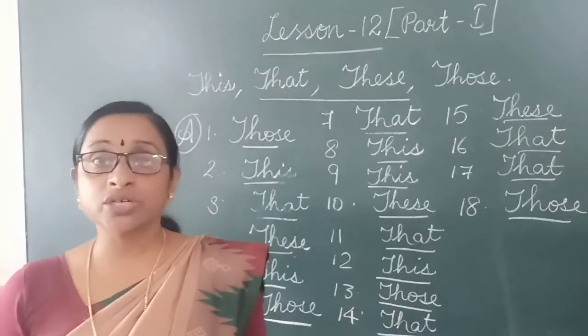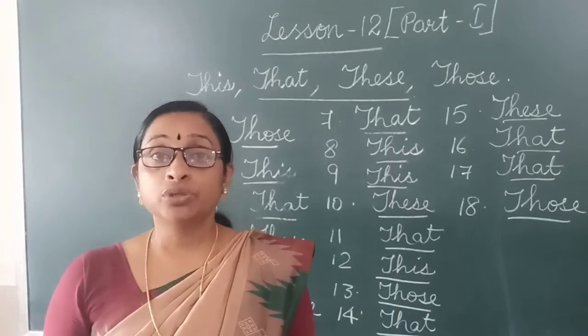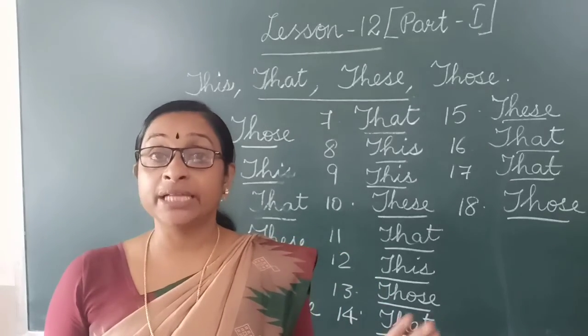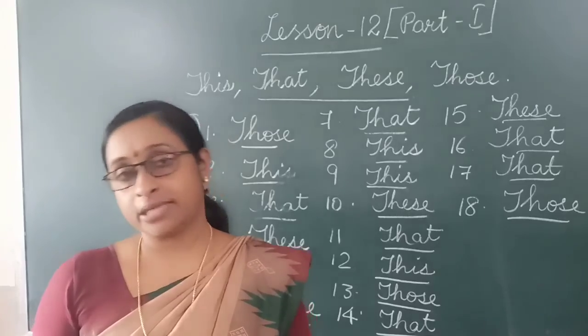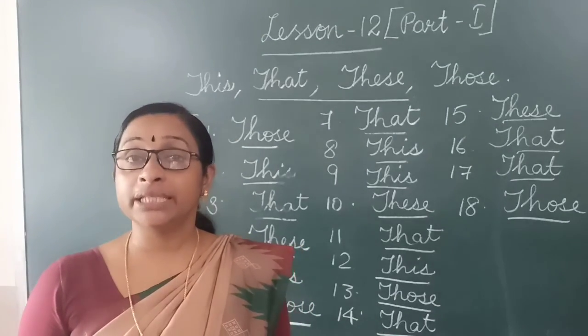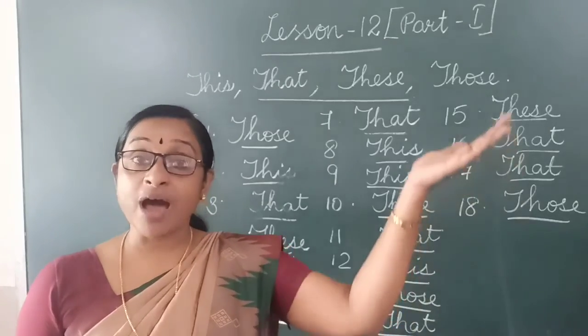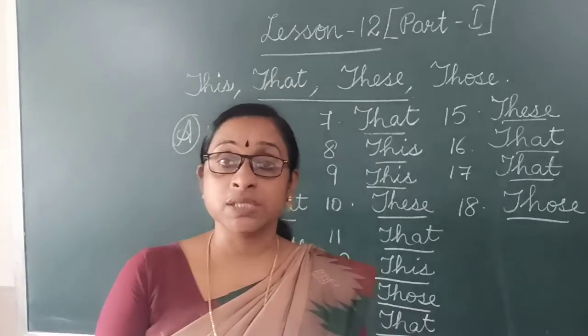So this much is clear, children. This lesson is very easy and simple. The only thing you have to see is where the thing is kept. If it is close to you, then this. If it is far, then that. In the same way, if it is more than one and close, then these. And if it is far, those. So learn, children, this lesson is very easy.